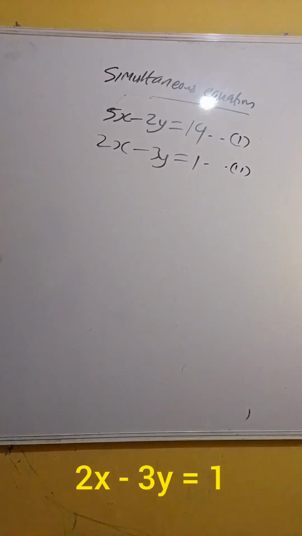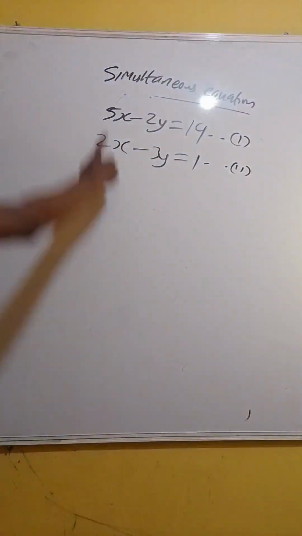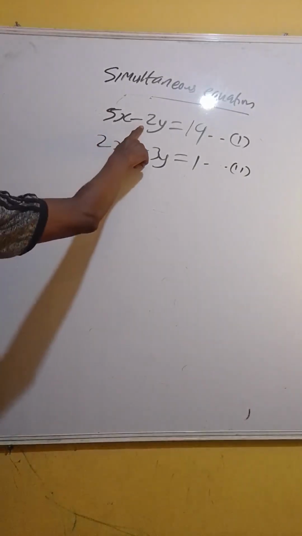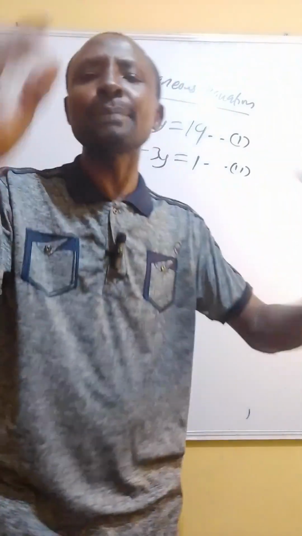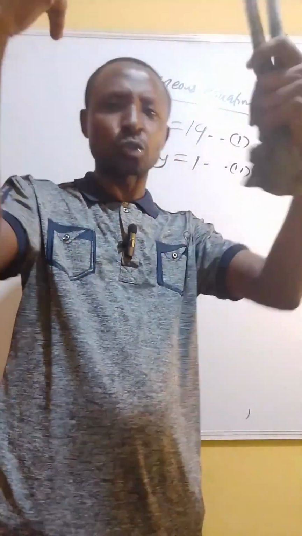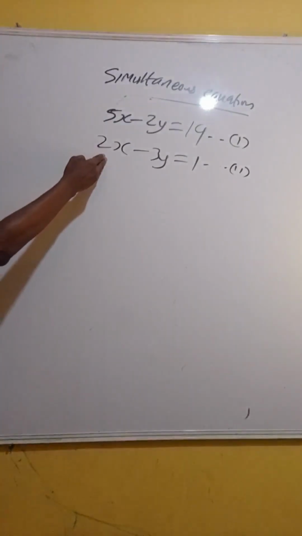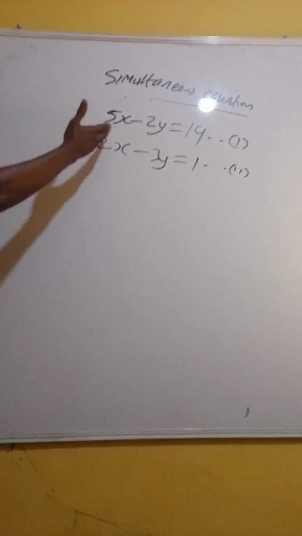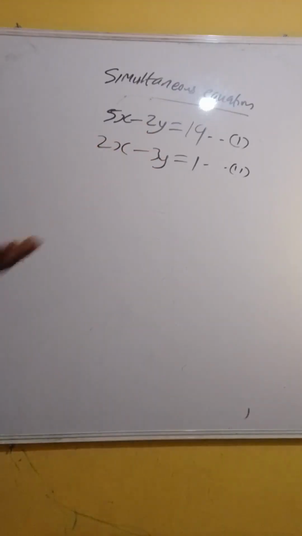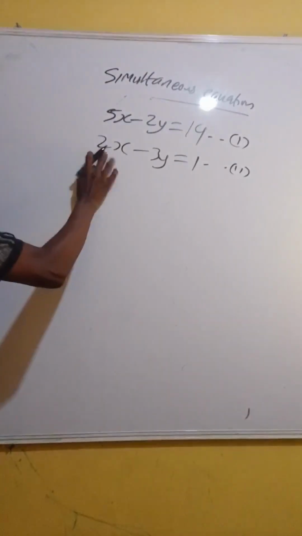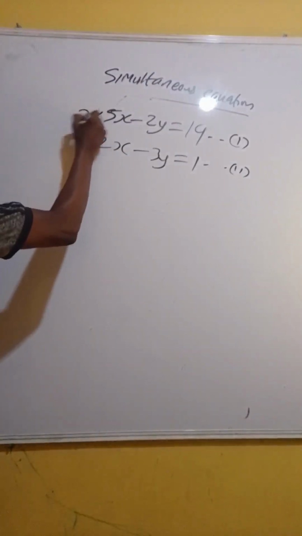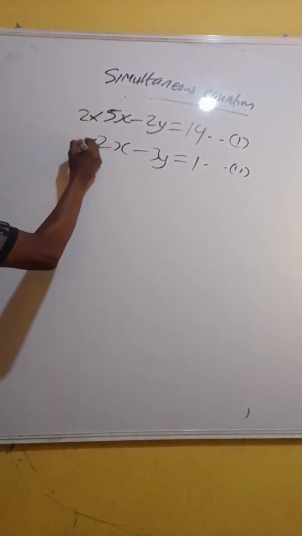If you look at equation 1 and equation 2, they don't have the same coefficient. None. Look at the 5, look at the 2, look at minus 2 and minus 3. So what do we do? Try and make the one you wish to eliminate have the same coefficient. Which one do you want us to eliminate, x or y? Let me choose to eliminate x. I will use the 2 from the x in equation 2 to multiply everything in equation 1, and the 5 to multiply everything in equation 2.